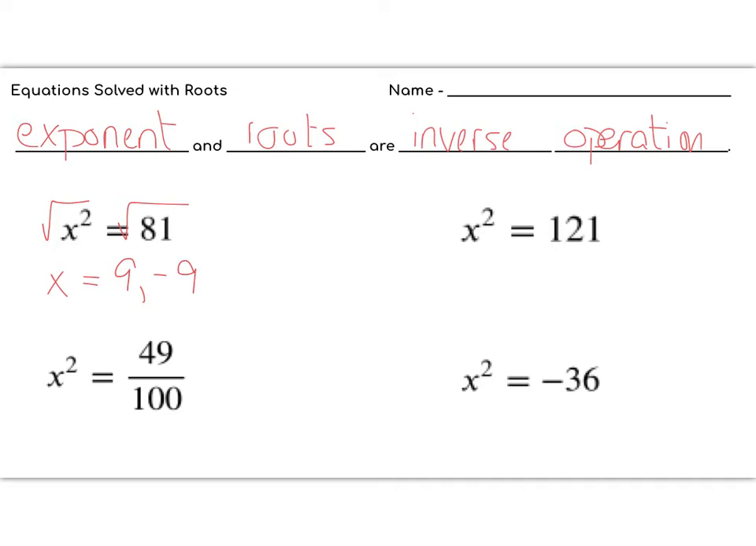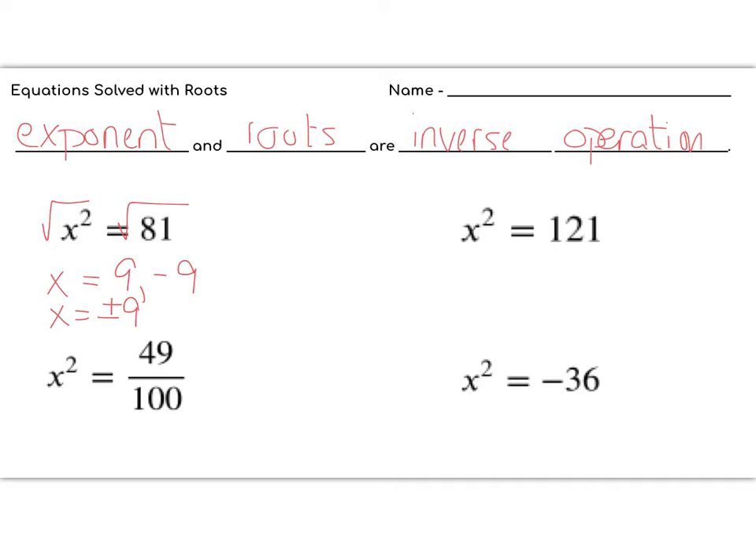So we can write 9 or negative 9, but remember we have a way to write this that's a little bit of a shortcut. We can say plus or minus 9. So x can be positive 9 or negative 9. That is the solution to that equation.